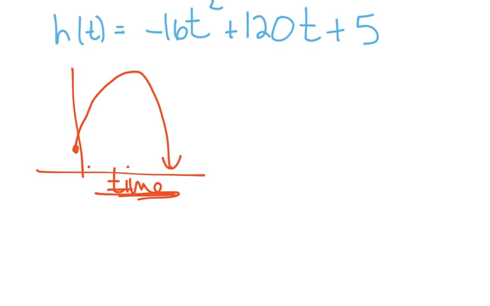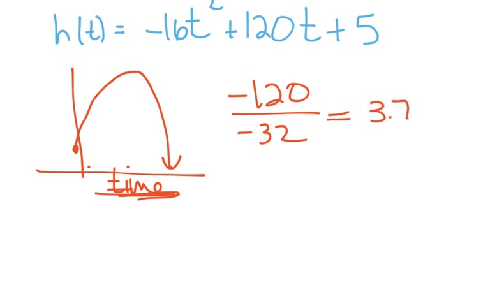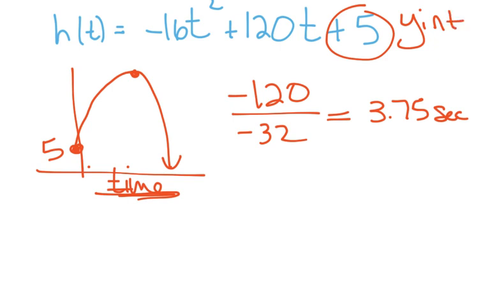Okay, so negative 120 over twice a, so negative 32. This is a story problem, so it's not going to be a nice whole number, which is 3.75. So at 3.75 seconds, it reaches its peak. It starts at 5 feet right here on the y-intercept. That's the y-intercept, because if I plug in 0 for the t's, those will cancel out. And if I plug in 3.75 seconds, I get a maximum height of 230 feet. So up here, it's 230 feet high.